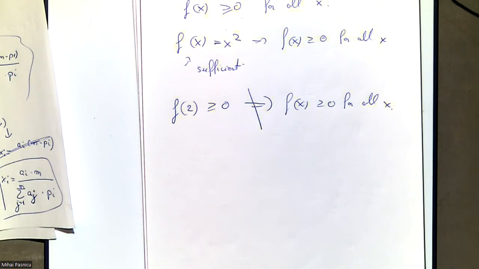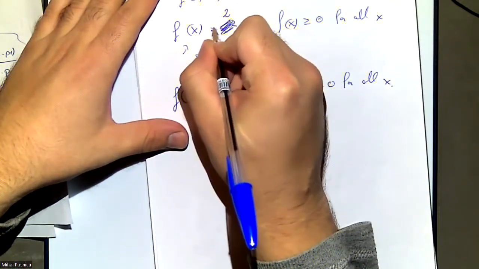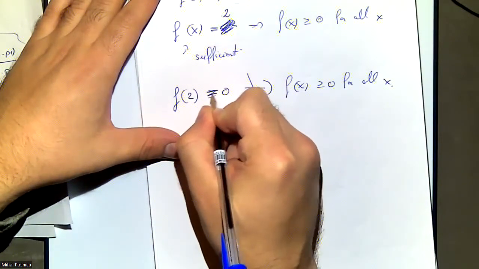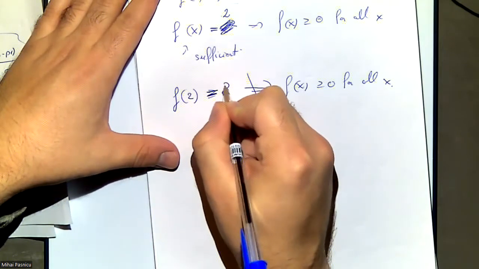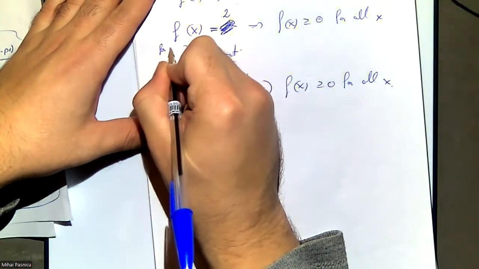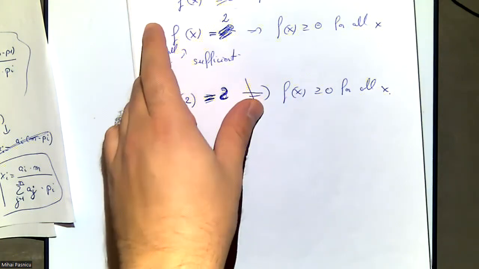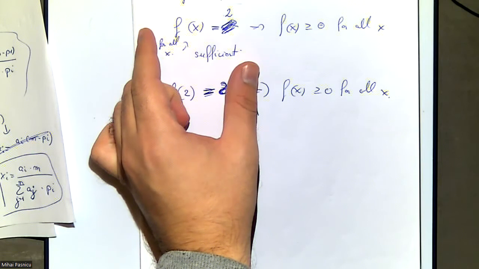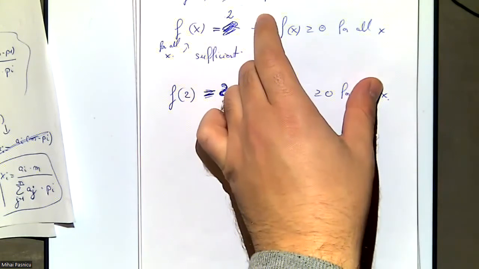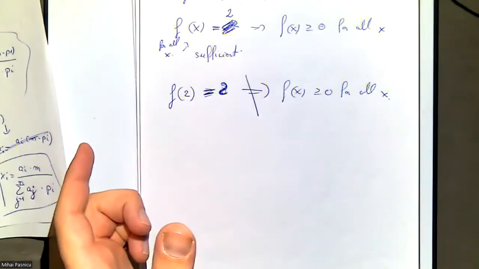Let me maybe just use some values. If I say f of x is equal to 2 for all values, then f of 2 is equal to 2. This is for all x. Maybe now you're going to see the difference a little bit better. If I tell you that f of x is equal to 2 for all x, then it is a sufficient enough argument for you to claim that f of x is greater or equal to 0 for all x. Because 2 is greater or equal to 0.